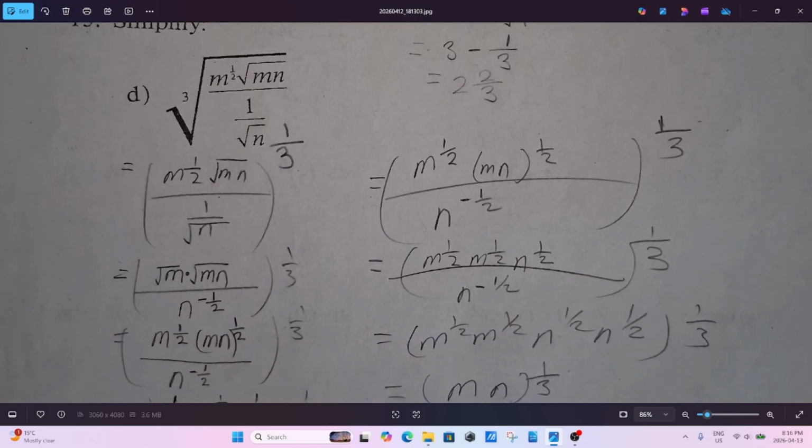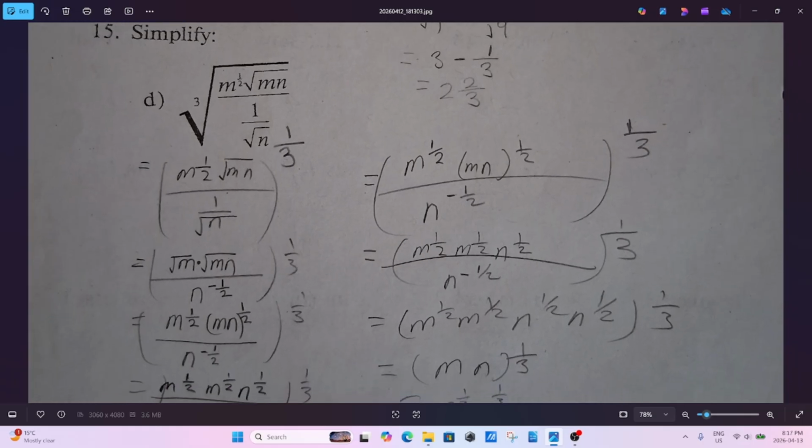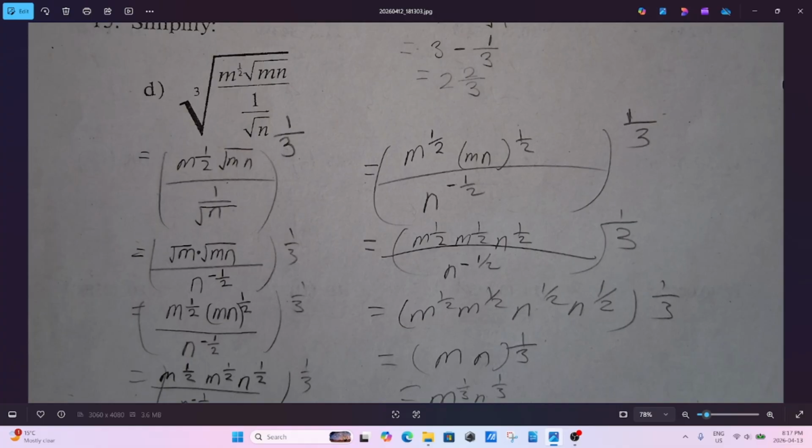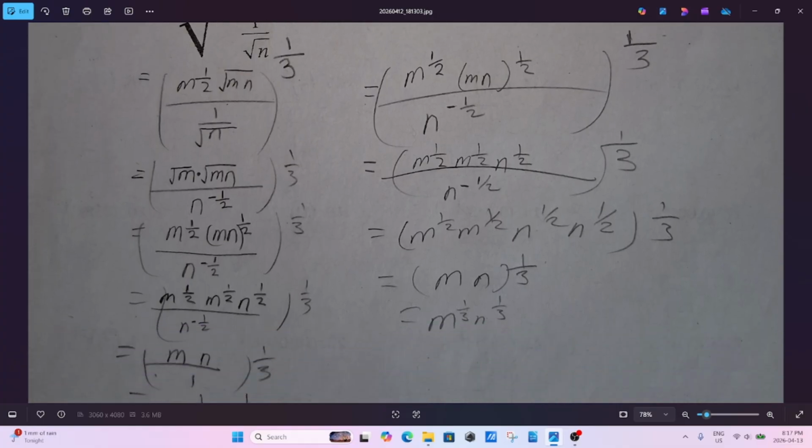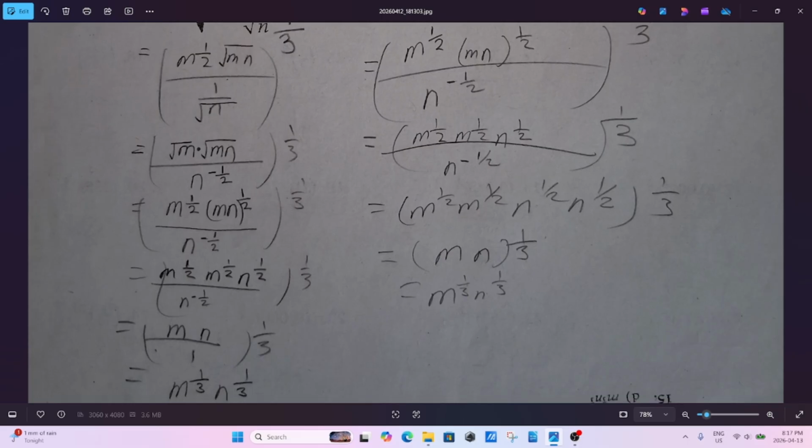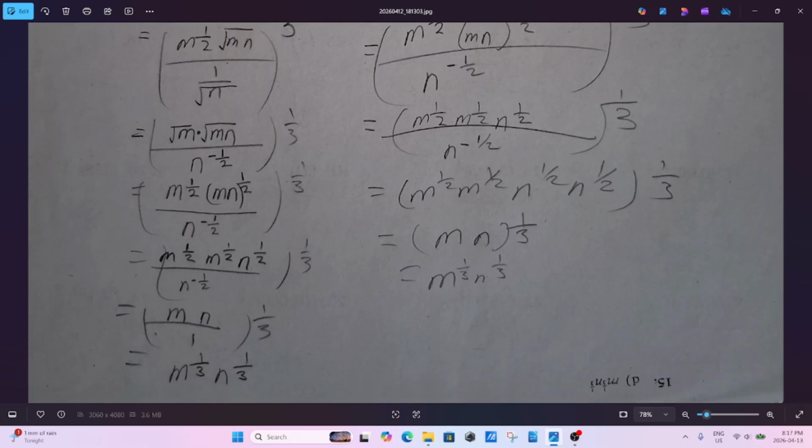Simplify D. So this is the third root of m to the exponent 1/2 times the square root of mn, divided by 1 over the square root of n. So that's just m to the 1/2 times the square root of mn over 1 over the square root of n, to the exponent 1/3. And that is equal to the square root of m times the square root of mn divided by n to the negative 1/2, to the 1/3, which is equal to m to the 1/2 times mn to the 1/2 over n to the negative 1/2, to the exponent 1 over 3.